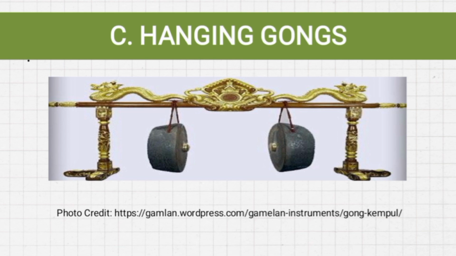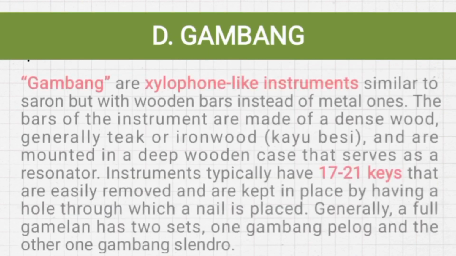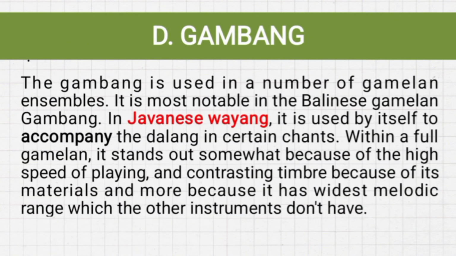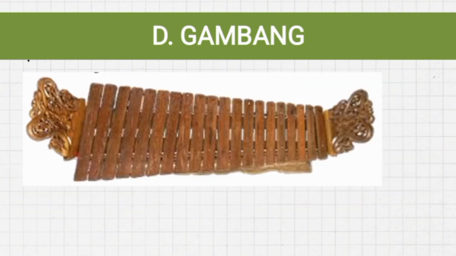Now, let's proceed with the gambang. Kapag sinabi natin gambang, it is a xylophone-like instrument similar to saron, but with wooden boards instead of metal ones. It has 17 to 21 keys. Parang pareha siya sa saron, but saron only has 7 bars. In Javanese wayang, it is used by itself to accompany the dalang in certain chants. Ginagamit siya sa pag-chants. That is an example, and it has 17 to 21 keys.